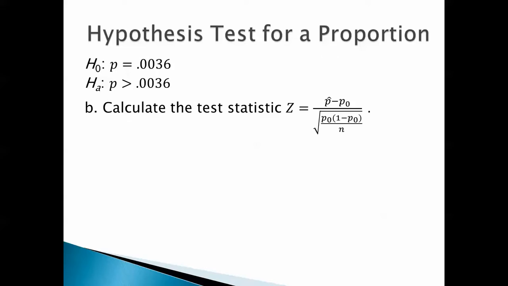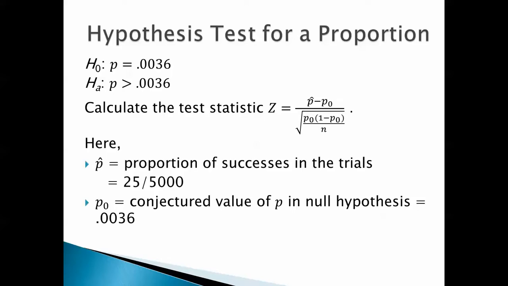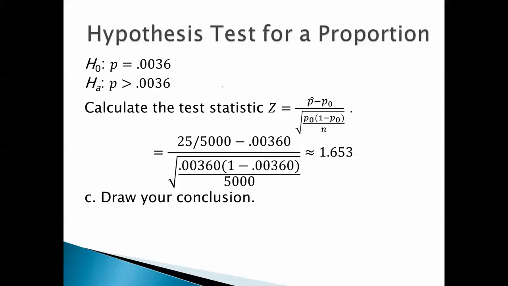Let's calculate the test statistic Z. And again, this is the formula for Z because we're dealing with proportions. Here, P hat is the proportion of success in the trials. That's 25 divided by 5,000, although I'm not sure that having a heart attack is really much of a success. P0 is the conjectured value of P in the null hypothesis. That was 0.0036. Okay, our test statistic, when you plug in everything, including n equals 5,000, is 1.653.